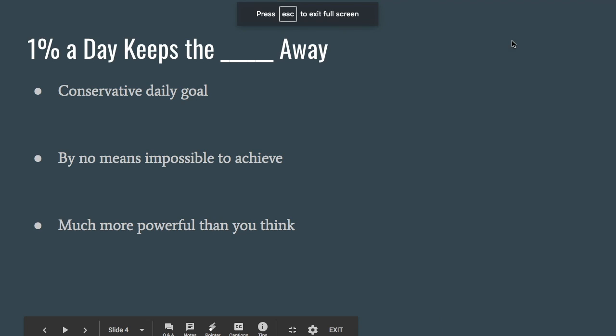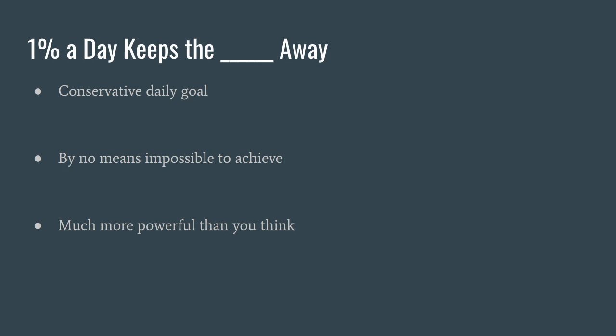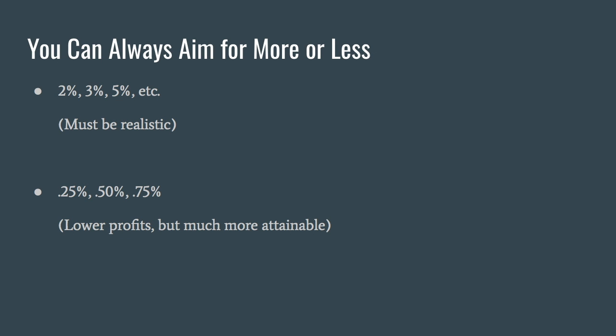So that's why I did 1% a day. It's a conservative goal, and it's a very attainable goal. And as you guys can see, after a while, it is much more powerful than you think. But don't let what I do be what you have to do. You can always aim for more or less. You can aim for 2%, 3%, 5%, whatever you may be, but just make sure that it's realistic.